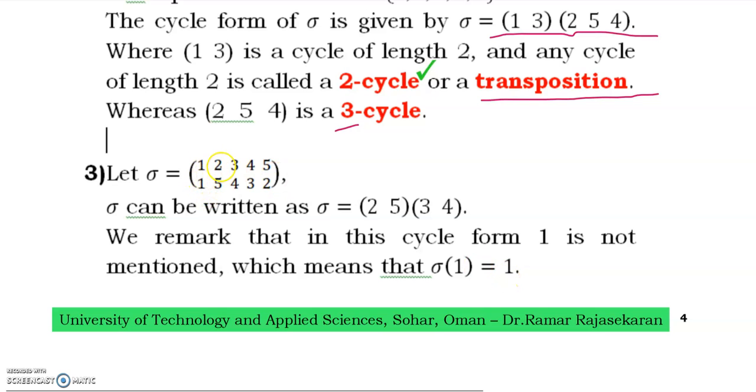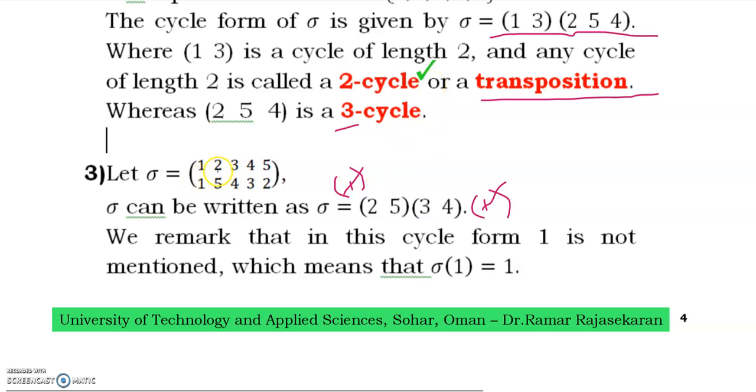So when you write the cycle form, if a number is assigned to the same number, there is no need to mention it, no need to write 1 here. Why? Because if the same number is assigned to itself, there is no need to write it.